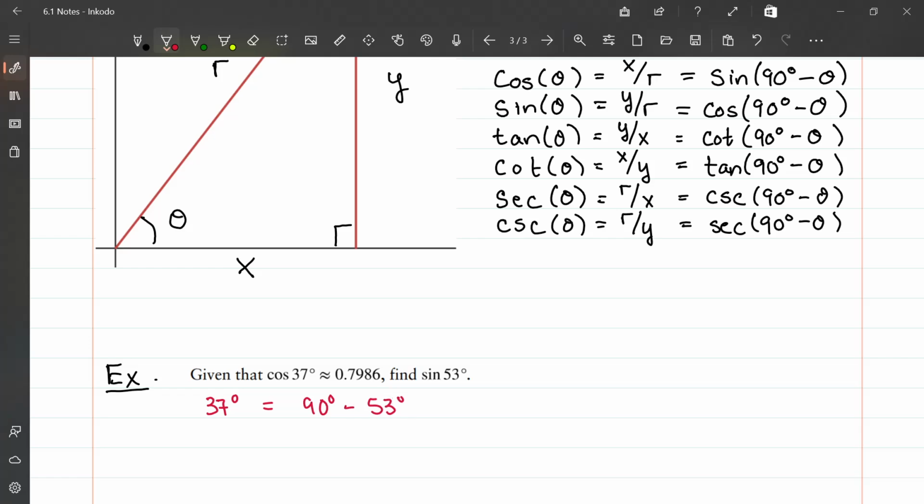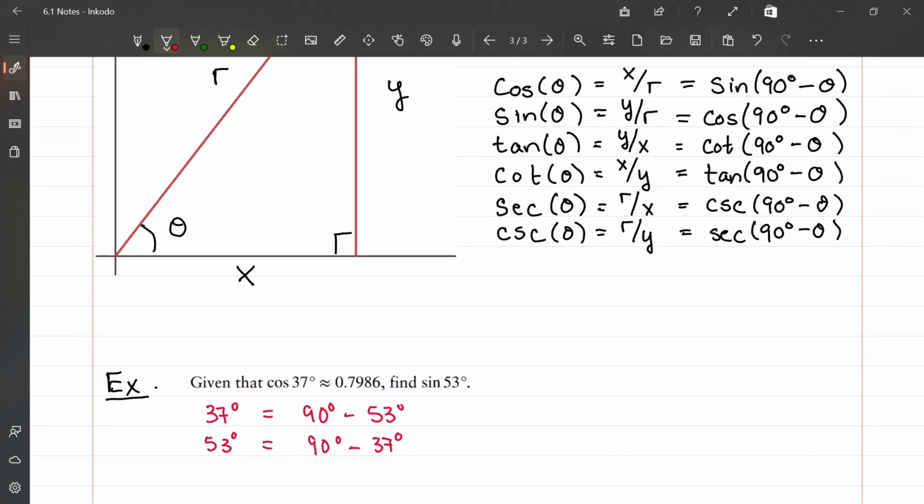Well, if you plug this into your calculator very quickly, you will find out that yes, indeed, if I take 90 degrees and I subtract 53 degrees, I get 37 degrees. Also, we can go the other way around. 53 degrees is what happens when I take 90 and I subtract 37. Because I have all of these cofunction identities off to the side, I can now put them to good use in my calculation.